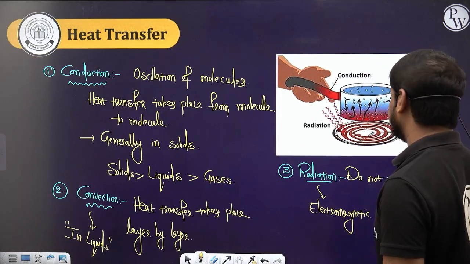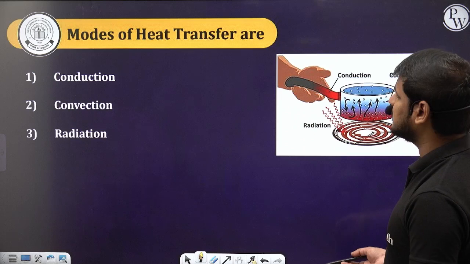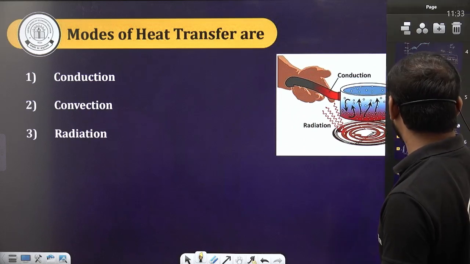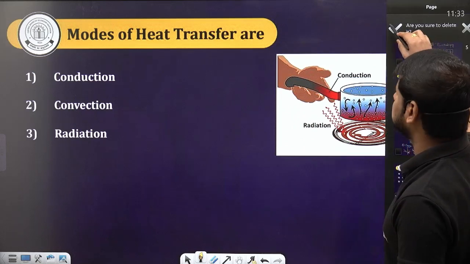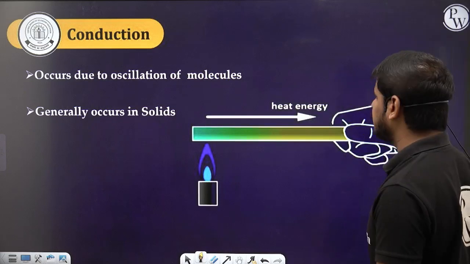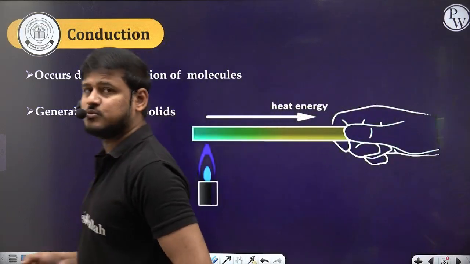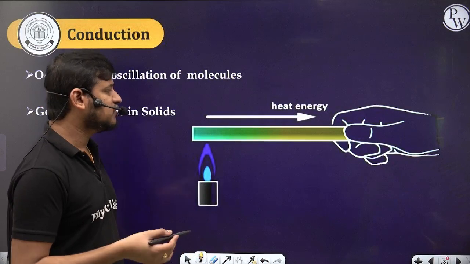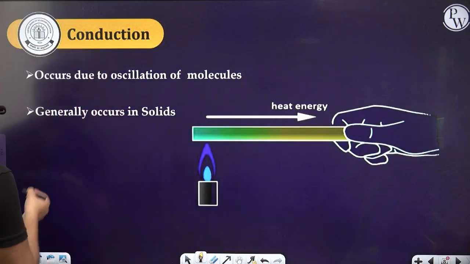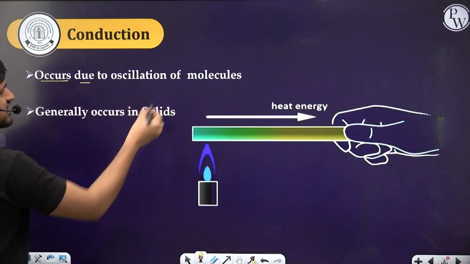Okay, done. Chalo. So that's the same thing I wrote here. So actually we do not require this slide. So conduction, convection and radiation. Now let's discuss the conduction in today's session. Then we'll go for the radiation next. So conduction occurs due to oscillation of molecules.